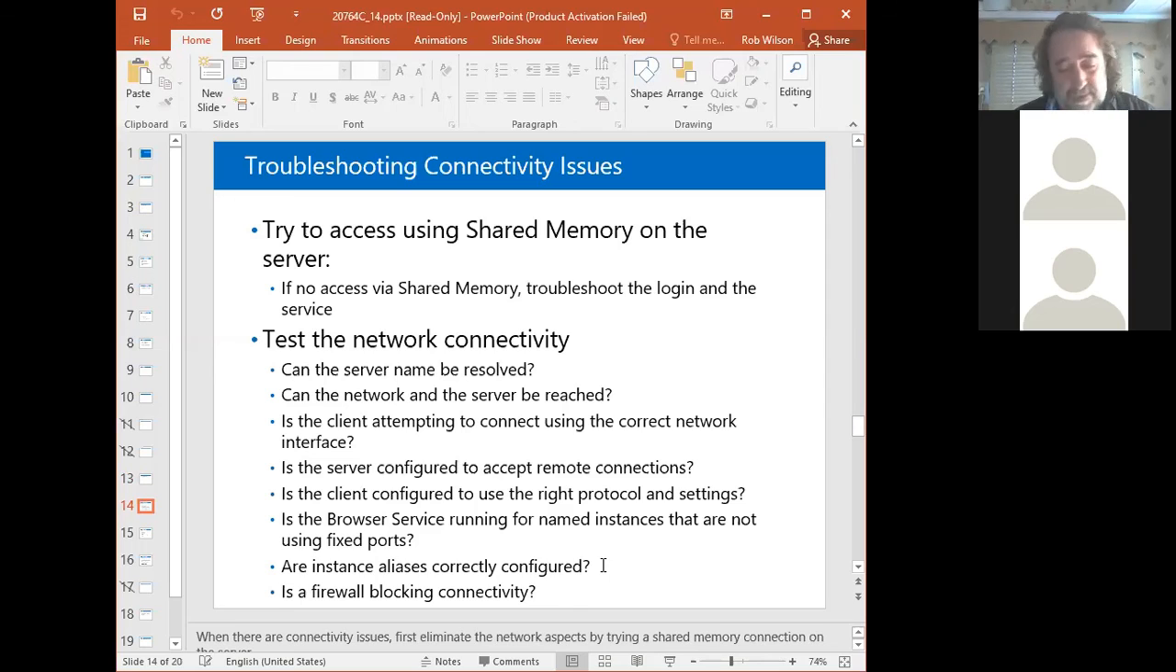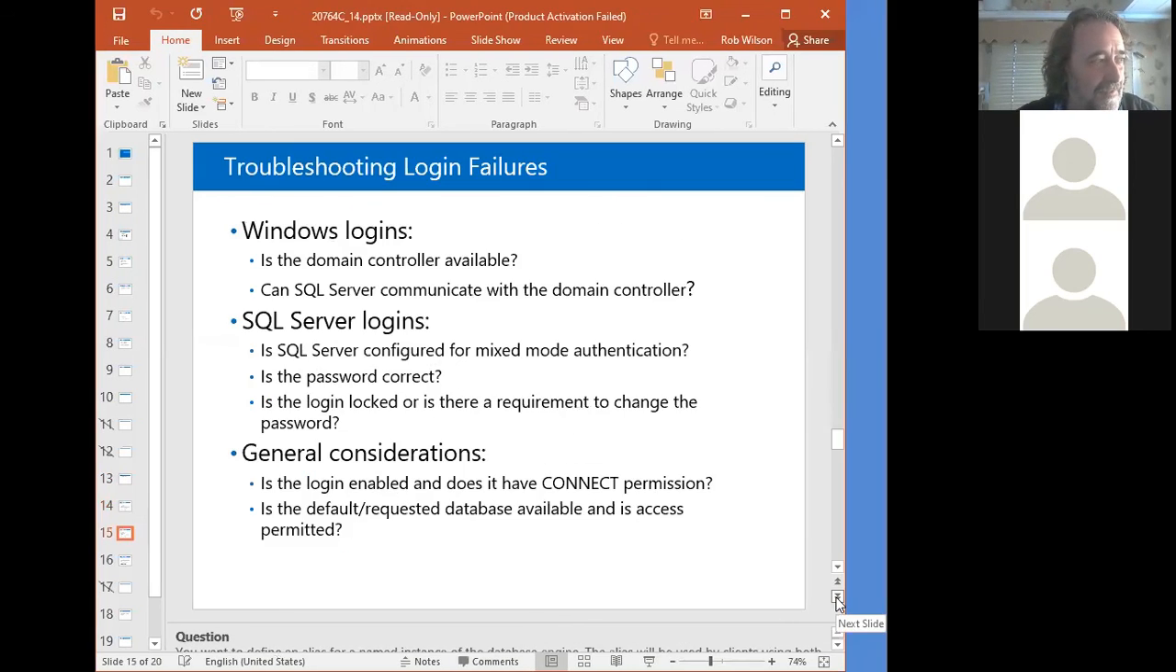Have you set up aliases for the instances that you're trying to target? Maybe the HR guys got a database that had a long-winded name, and you made an alias called HR database for them. Well, if somebody's changed that, then users can no longer get to it through the convenient alias name. And then, is the firewall blocking connectivity? I mentioned the firewall before, but that is one of our standard suspects.